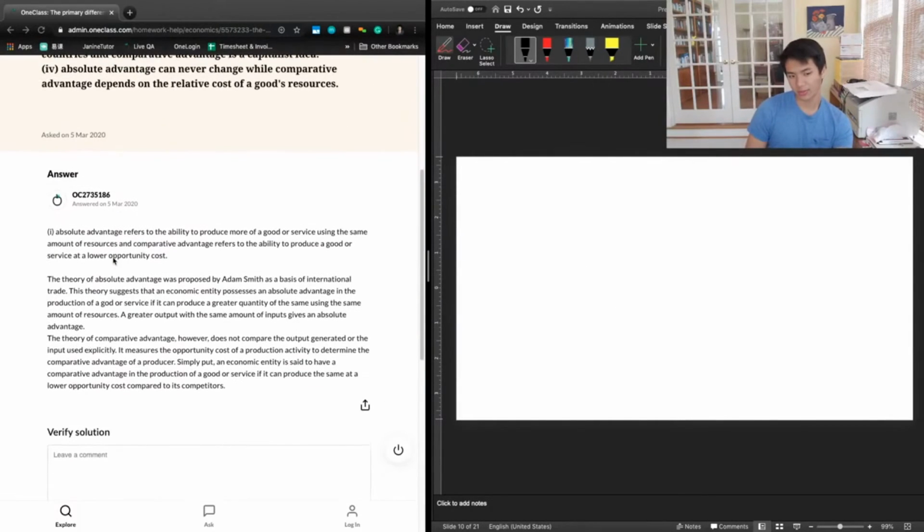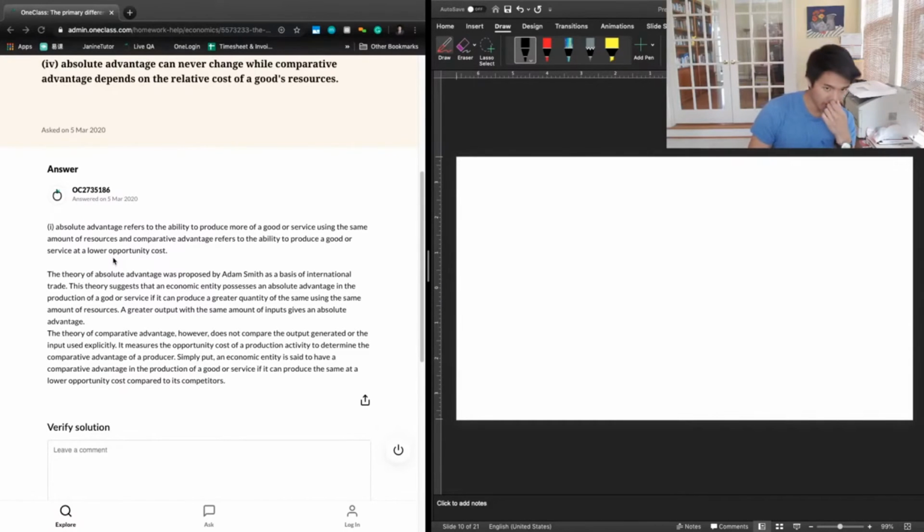So let's take a look at the previous tutor's answer. They also said 1, and they said that the theory of absolute advantage was proposed by Adam Smith as a basis of international trade. This theory suggests that an economic entity possesses an absolute advantage in the production of a good or service if it can produce a greater quantity of the same using the same amount of resources. And greater output with the same amount of inputs gives an absolute advantage.